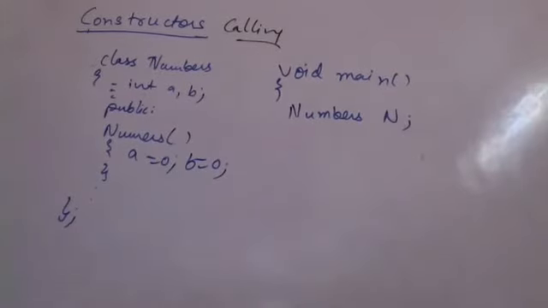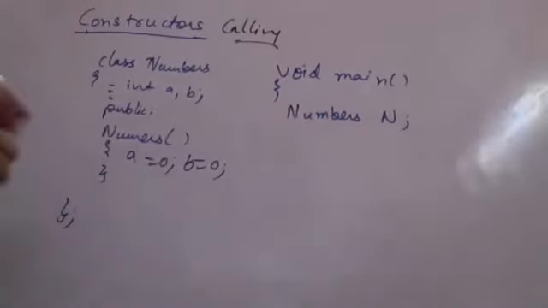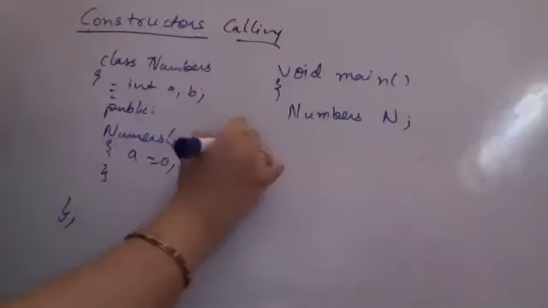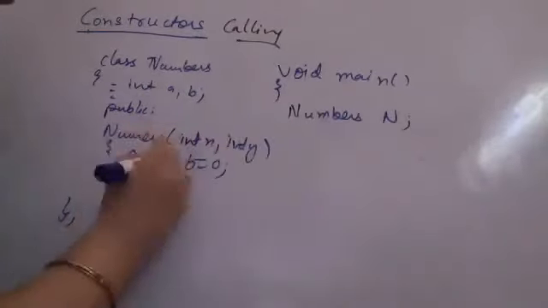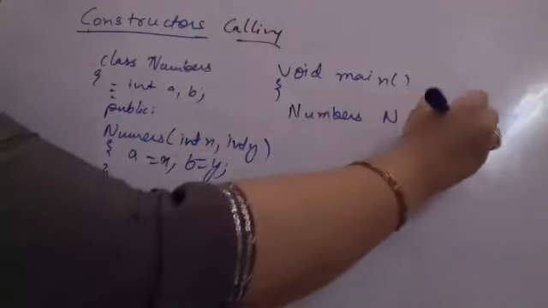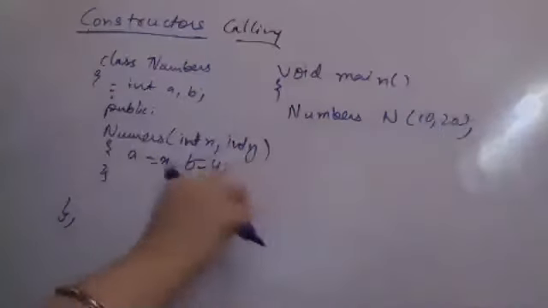You are just creating the object and the implicit call to the constructor is done. You don't have to do anything. Or you can also do, supposedly it is having some values, int x and y, and you are mentioning a is equal to x, b is equal to y. Here you are giving the values say 10, 20. So this is an implicit call to the constructor.